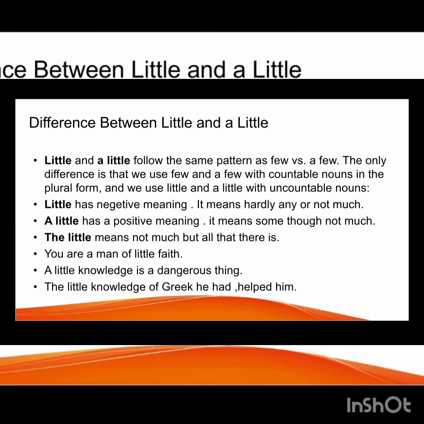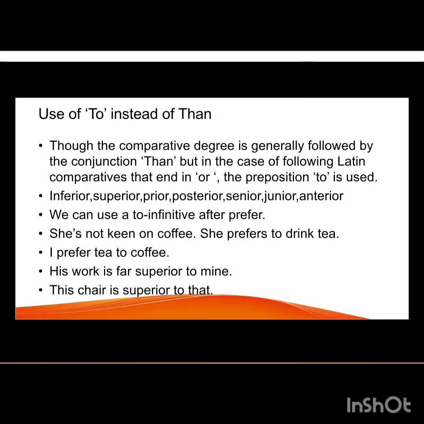In the next slide, we will read about the difference between to and than. As you know, in the comparative degree, we have to use than after the comparative degree. But there are some words with which we have to use to instead of than. There are some Latin comparative adjectives, for example, inferior, superior, prior, posterior, senior, junior, anterior. These words are followed by to.